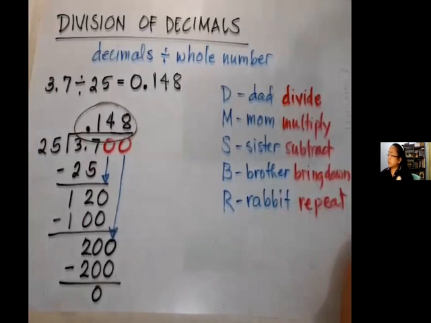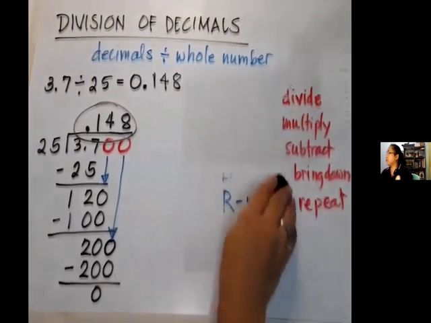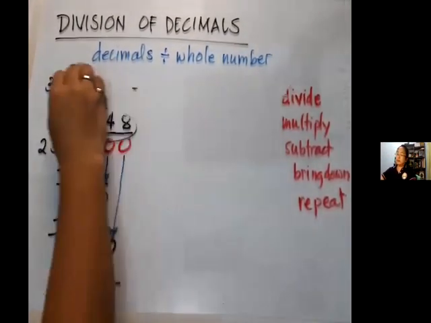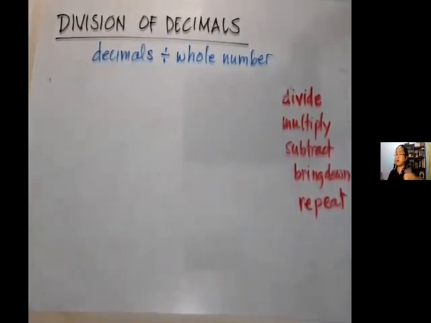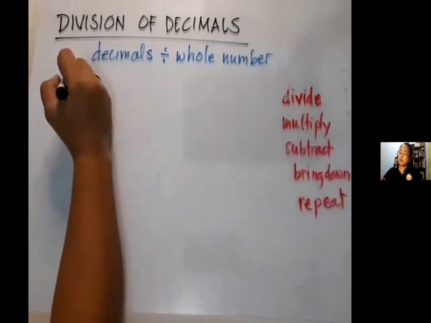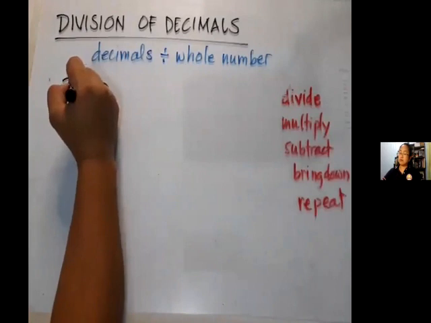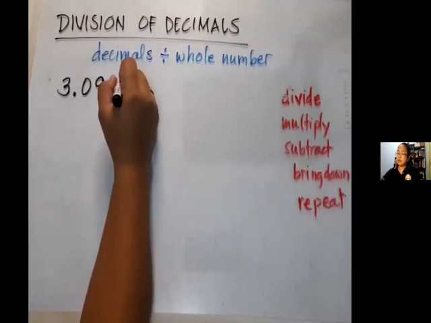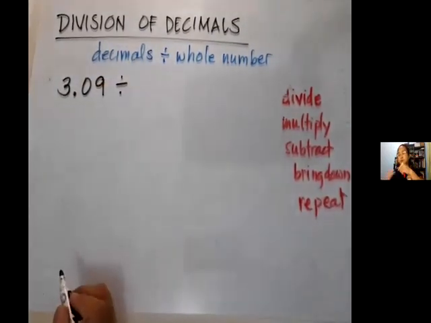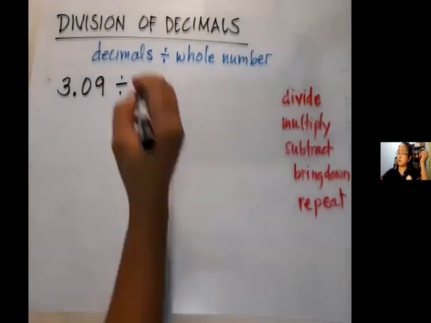Okay, let's have a third example. Doon na tayo sa last natin. For this case, let's have our last example. So suppose we have 3 and 900 divided by what? 15. Okay, 15.